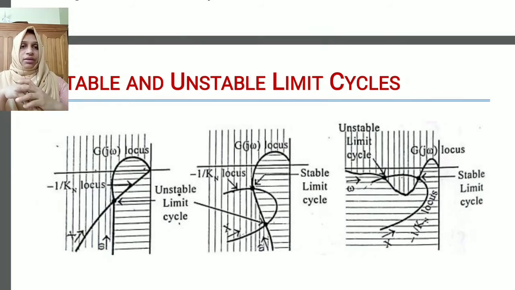Okay, the third figure also, we can see that the g of j omega locus and minus 1 by kn locus intersect at 2 points. The first one, as x increases, it moves from the unstable region to stable region, that is a stable limit cycle. The next intersection point, there exists an unstable limit cycle because it moves from a stable region to unstable region. So that is the crux of this describing function method.